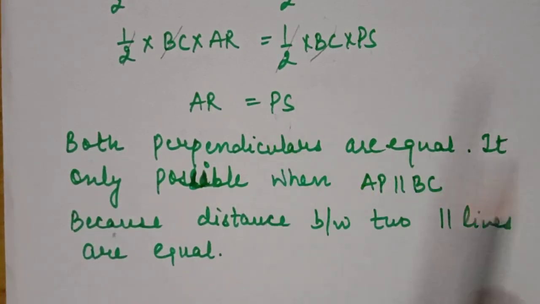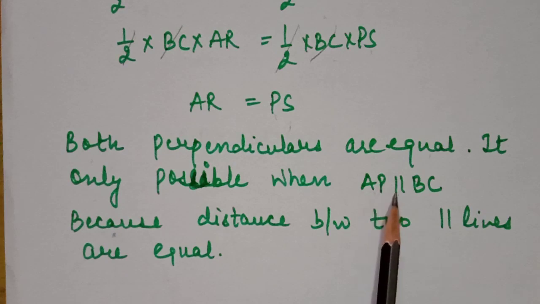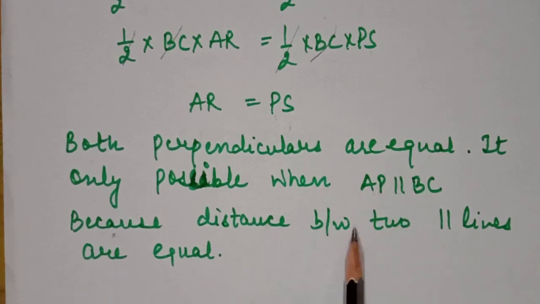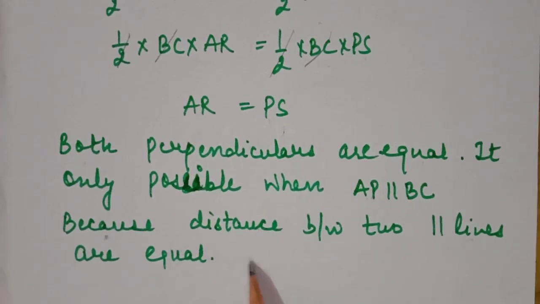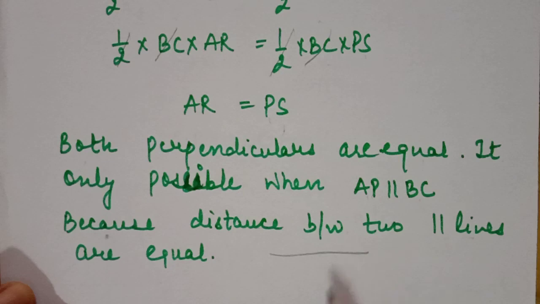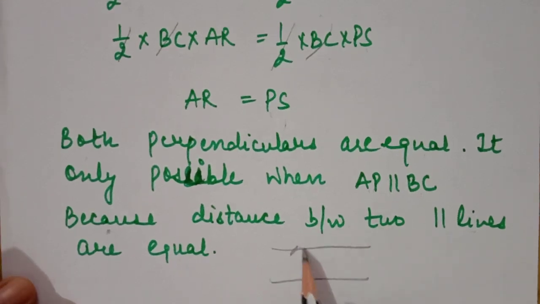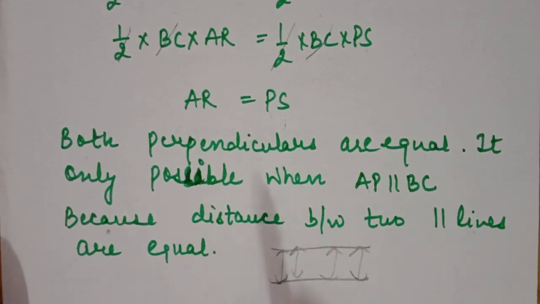We already proved it. It is only possible when AP is parallel to BC, because the distance between two parallel lines is always equal. If two lines are parallel, then the distance between them is always equal to each other. Distance always same. So if distance is same, then lines are parallel. This is your theorem 9.3.